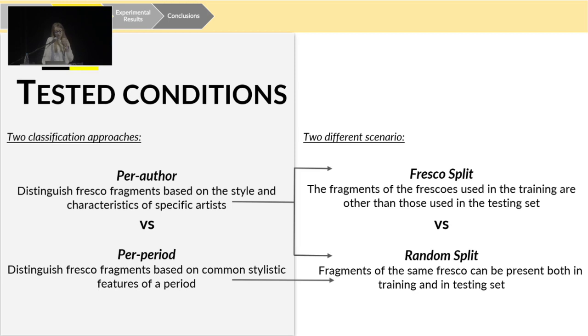So for the tested conditions, we focused on two classification approaches, per-author and per-period. In the first one, we discriminate fresco fragments based on the style and the characteristics of a specific artist, while for the second approach, we do this but on common stylistic features of a period.